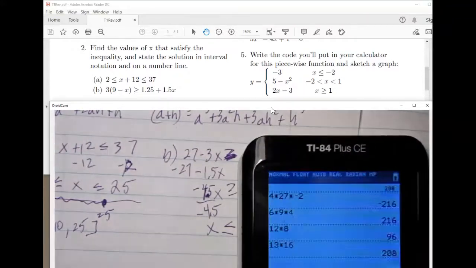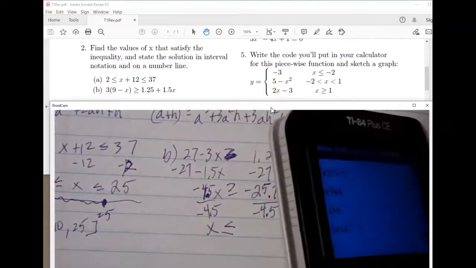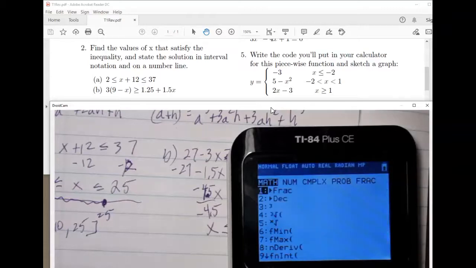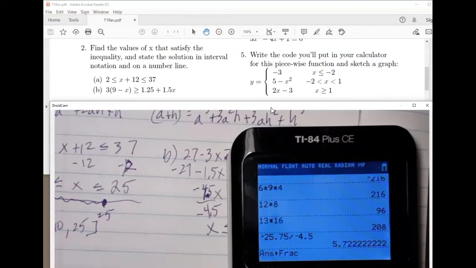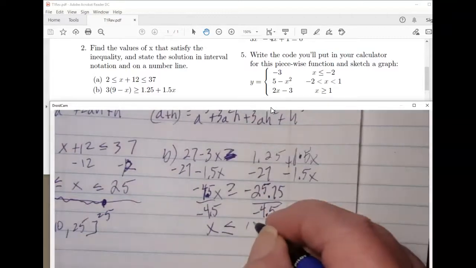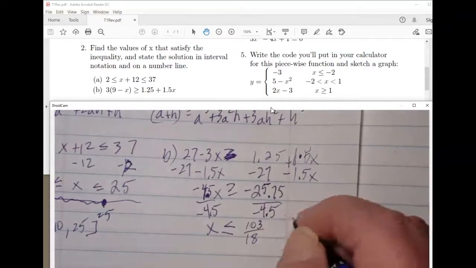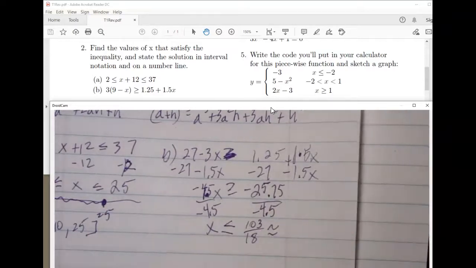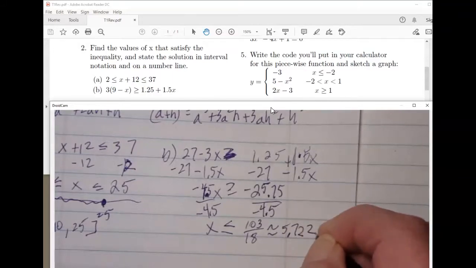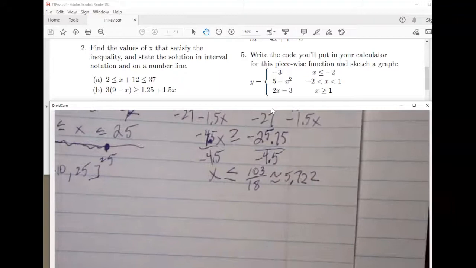I could use Desmos. I get negative 25.75 divided by negative 4.5. And that gives me 5.7222, but I really want this as an exact number. Fraction gives me 103/18. Now you could put the approximation there, but remember that I want 3 decimal places: 5.722.